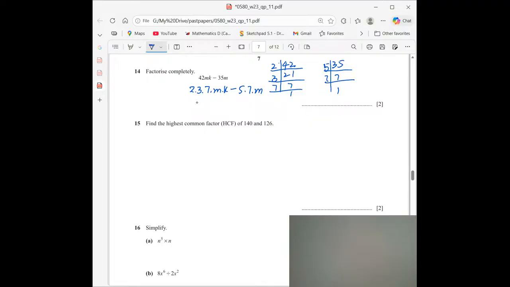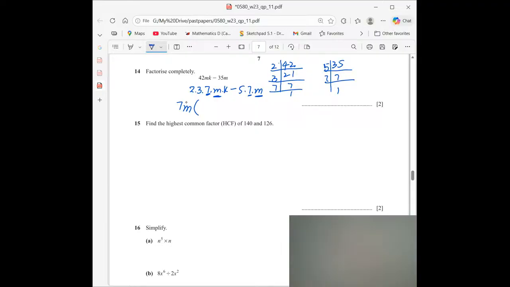Here we have factorized 42mk like 2, 3, 7, m, k, right? All these factors are getting multiplied. Then 35 is factorized as 5 multiplied by 7 multiplied by m. So we can see what the common values are here. One we can see is 7, appearing in both, m appearing in both. So we can write 7m outside commonly. You know that we write it once for them.